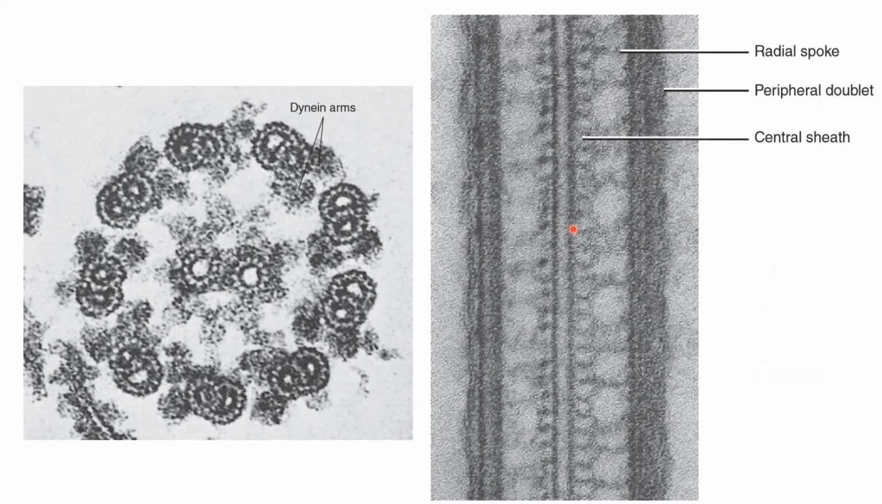So this is a longitudinal view of the cilium or the flagellum. You can see here the central sheath and then the peripheral doublets. By the way, each one of these is known as a doublet. And then you have here the radial spokes.